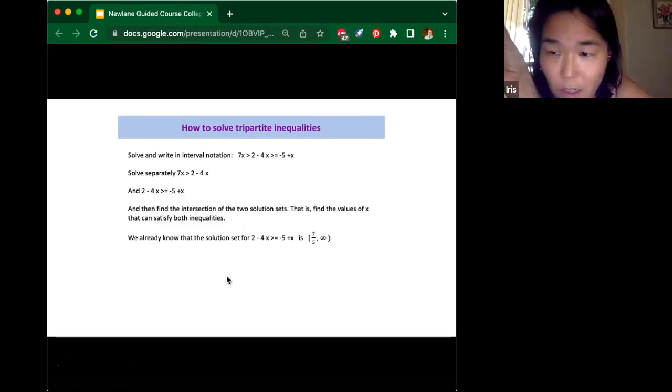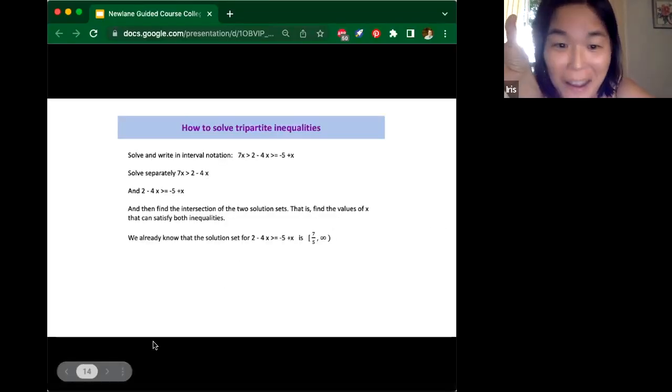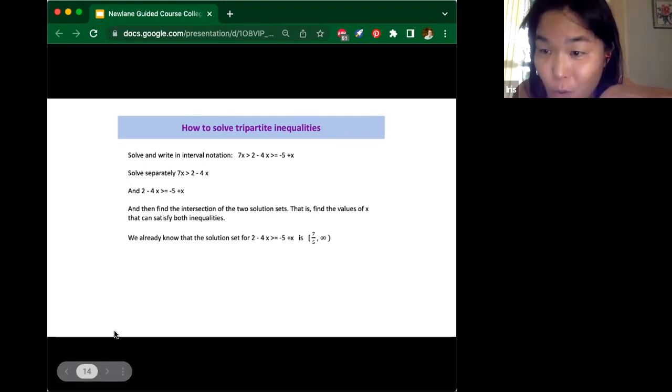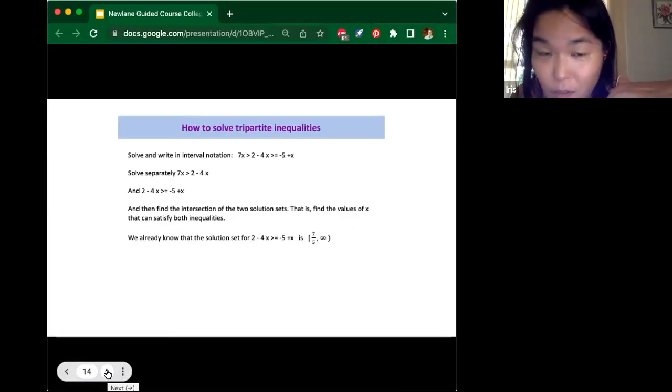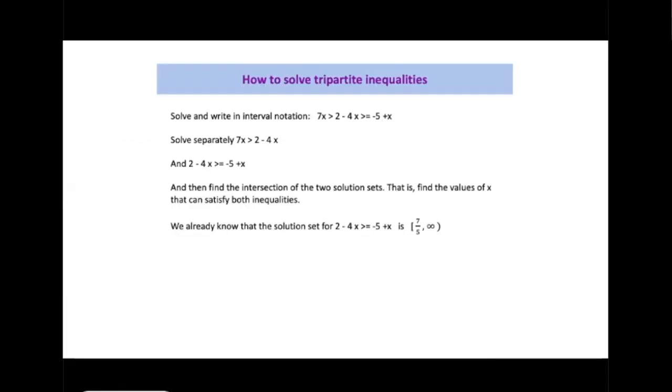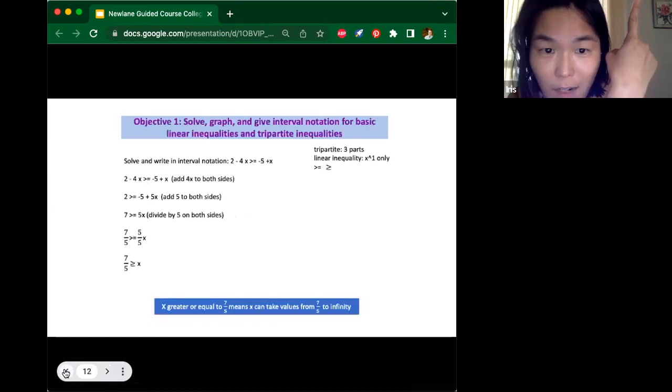The second part we just solved in the previous slides. I was trying to build up on the example. So we already know that the solution set for 2 minus 4x greater or equal than minus 5 plus x is 7/5 to infinity, because that's the one we just solved. Now we have to solve the new one, which is 7x greater than 2 minus 4x. Is everybody with me? Can we go back 2 slides, please, Ben, so that they can see that 2 minus 4x greater or equal than minus 5 plus x was the one we just solved.